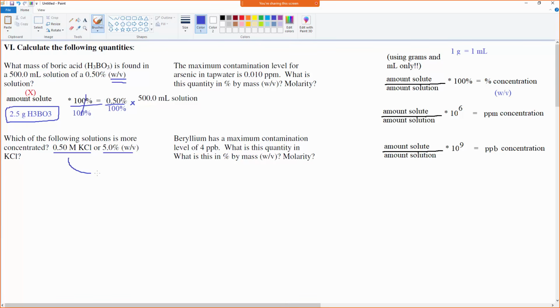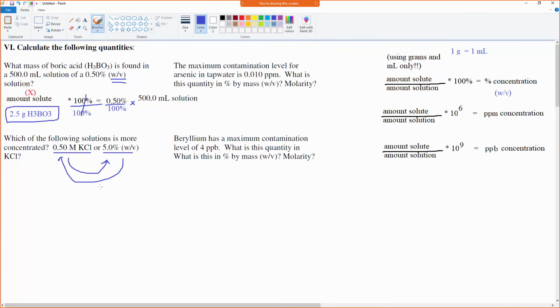So I can either choose to convert molarity to percent and then compare the two percentages, or I could convert percentages to molarity and then compare the two molarities. And either one of those is going to be totally fine. Do you guys have a particular preference as to which method I should use to solve this problem?